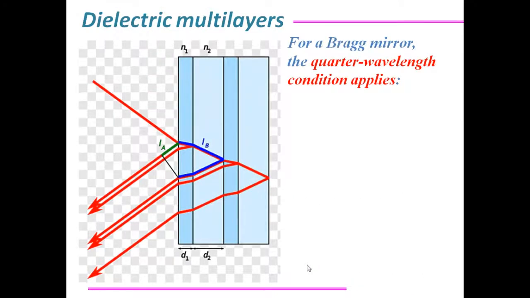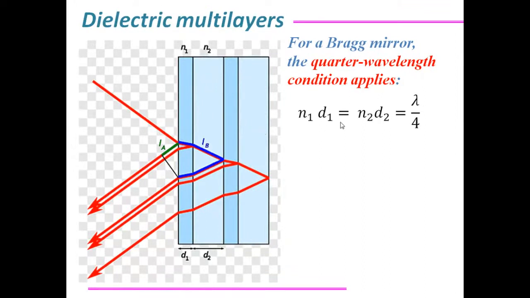So let's review something of the Bragg mirror. Here you have the multi-layer formed by four different layers with refractive indices N1, N2, N1, N2, with different widths, D1, D2, D1, D2. So here you have the incident beam of light.